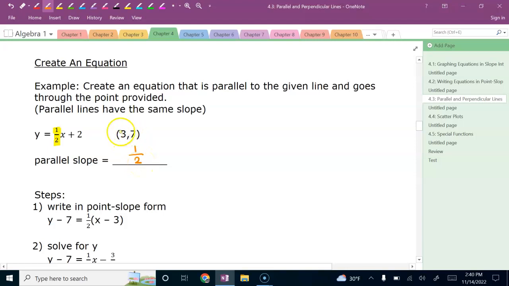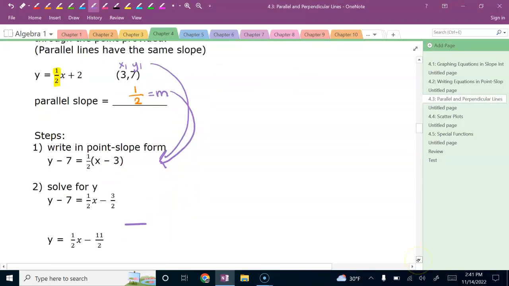Now this point that I'm going through, 3, 7, think of that as your x1, y1, and think of 1/2 as your slope. And so they took both of these pieces of information and plugged it into my point-slope form. So this is what we talked about in section 2. So they did y minus 7 for the y1 equals 1/2 for your slope times x minus 3, and that came from the x1 up here.